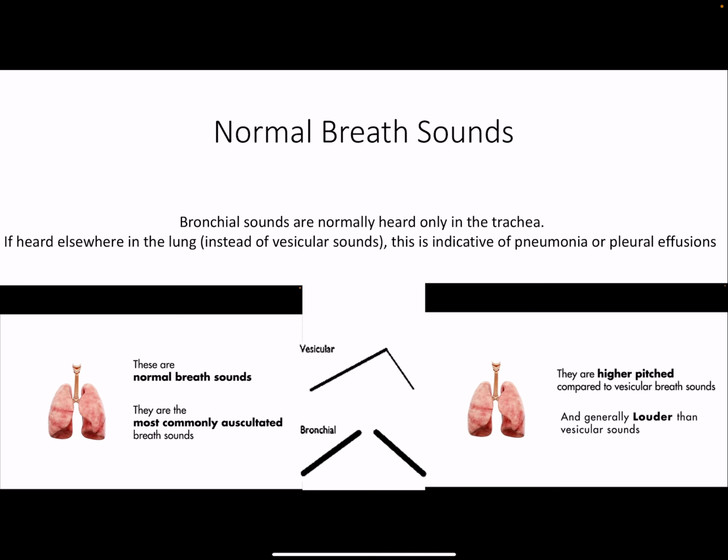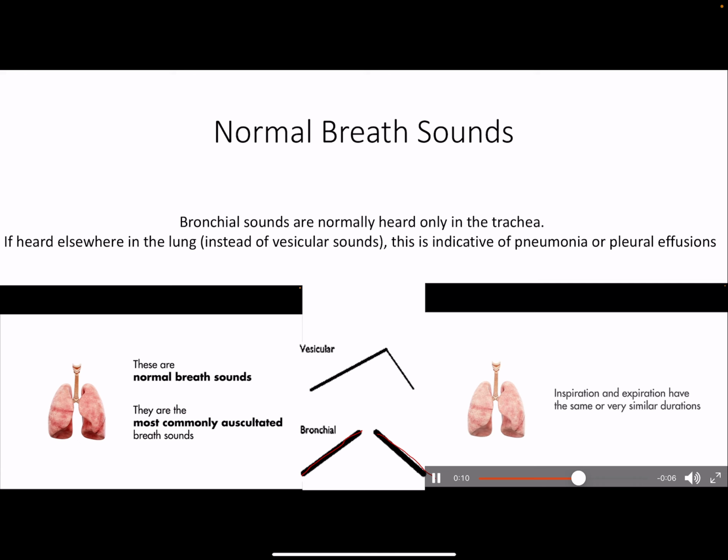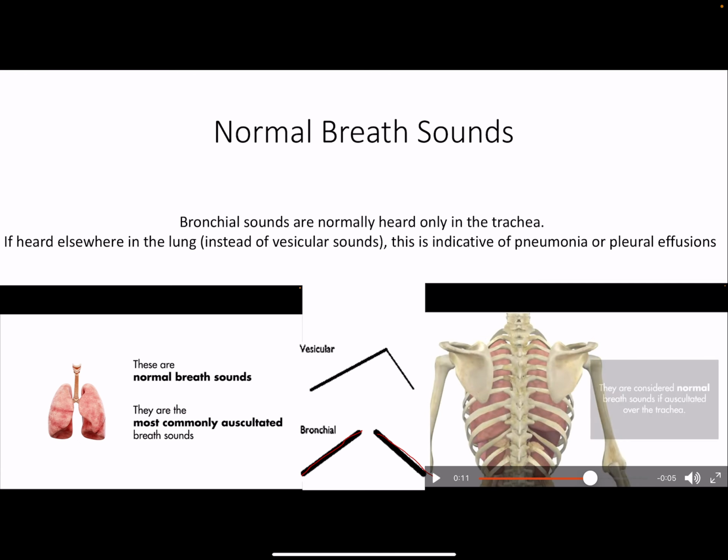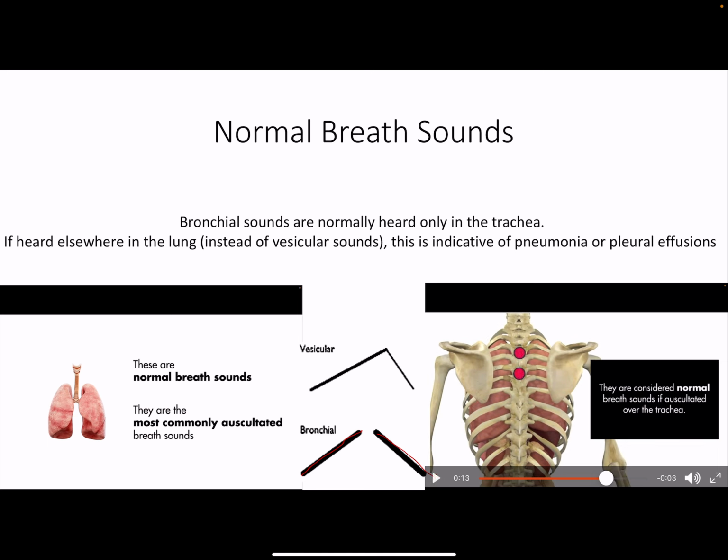Notice up, down. That is our bronchial breath. You're normally going to hear bronchial breaths if you listen specifically to the trachea. But if someone has lobar pneumonia or a pleural effusion, then you might hear it in other parts of the lungs, where typically you should only be hearing vesicular sound.